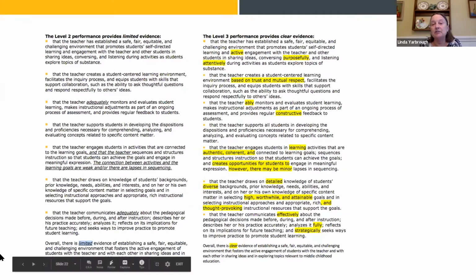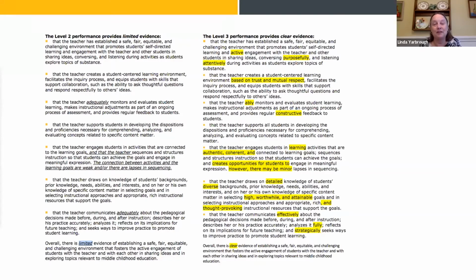And then after you do that, we suggest that you compare level 3 and 4 and do the same thing, because you want to move toward that level 4 rubric if possible.